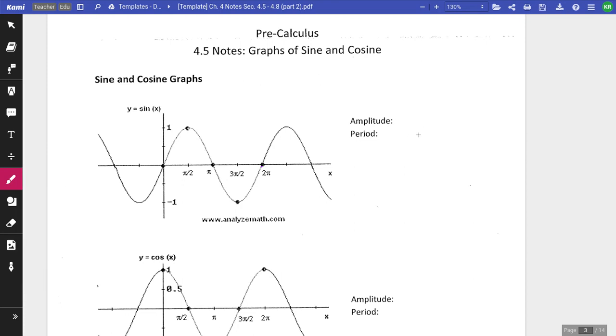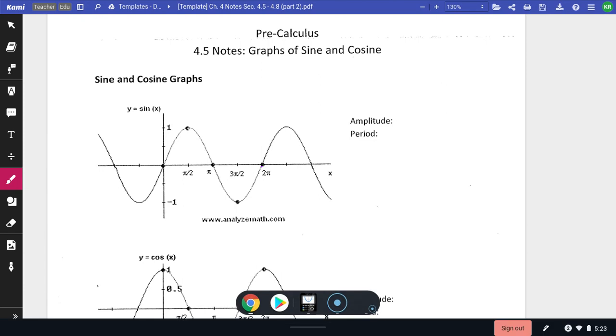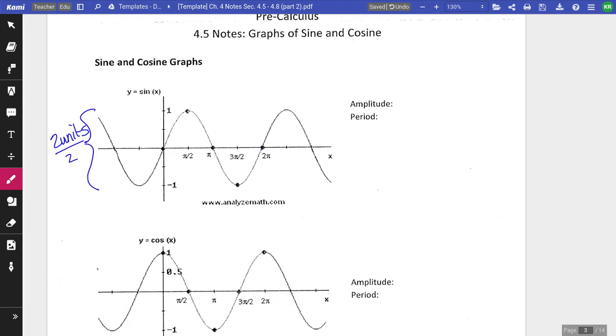Let's talk about amplitude and period. Amplitude is kind of like the height of your curve. So if you notice, the sine curve oscillated between +1 and -1. There are a couple of different ways you can do that. If we go from +1 to -1, that's 2 units. If you divide it in half, you get 1. So our amplitude is 1.